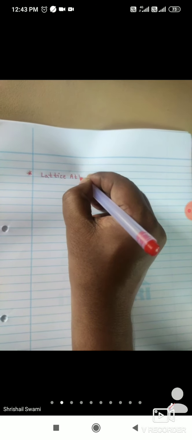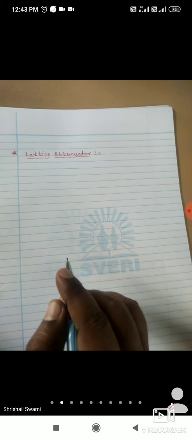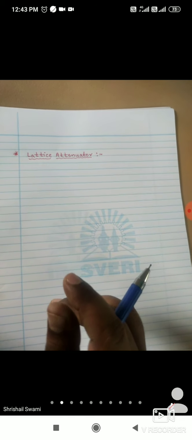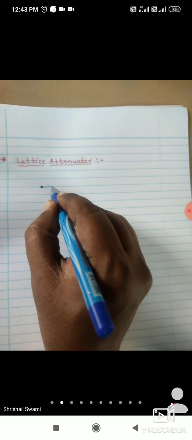The lattice attenuator is somewhat a new concept. We already know the T-type network and pi-type network, which we learned in chapter number 3. But the lattice network is a new structure, a new design of network. First of all, I will draw the lattice attenuator. Then we will derive the expression of the series arm element, that is R1, and the diagonal arm element, that is R2. So before starting the derivation, I will draw the diagram of the lattice attenuator.